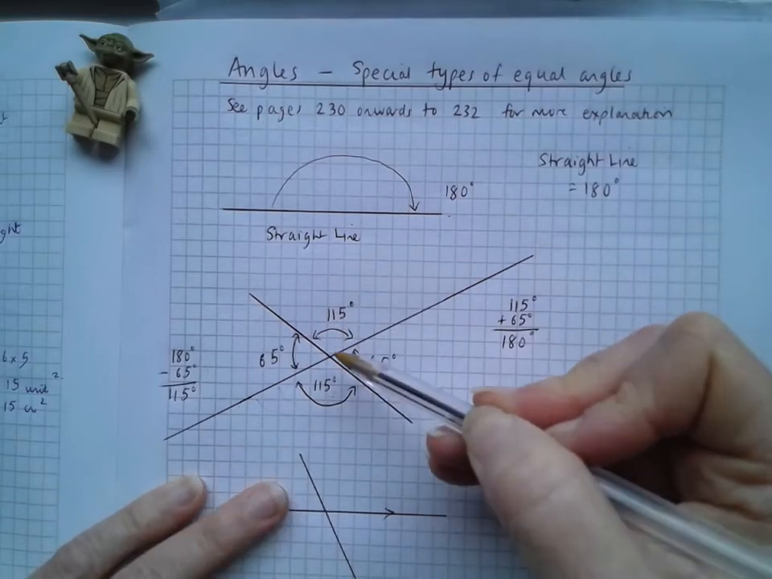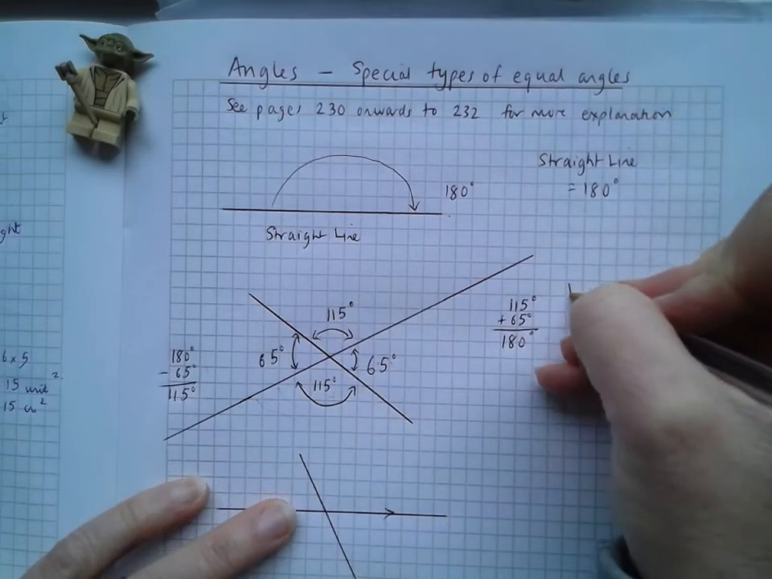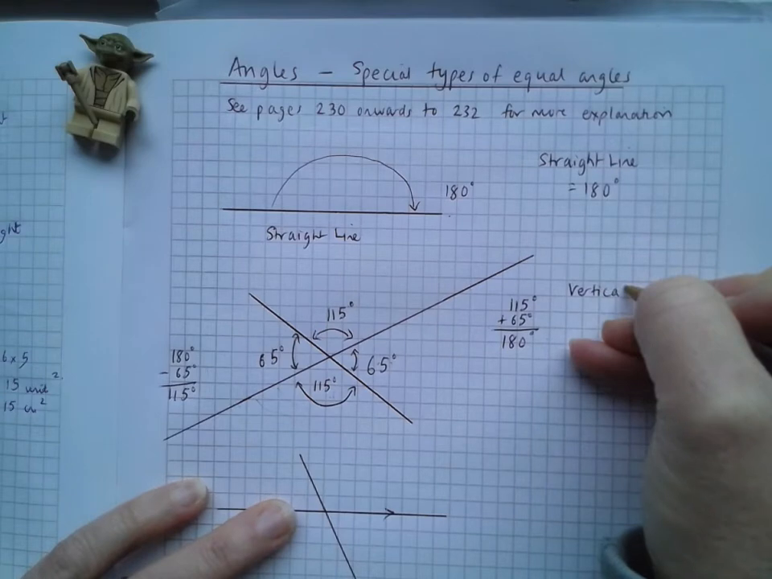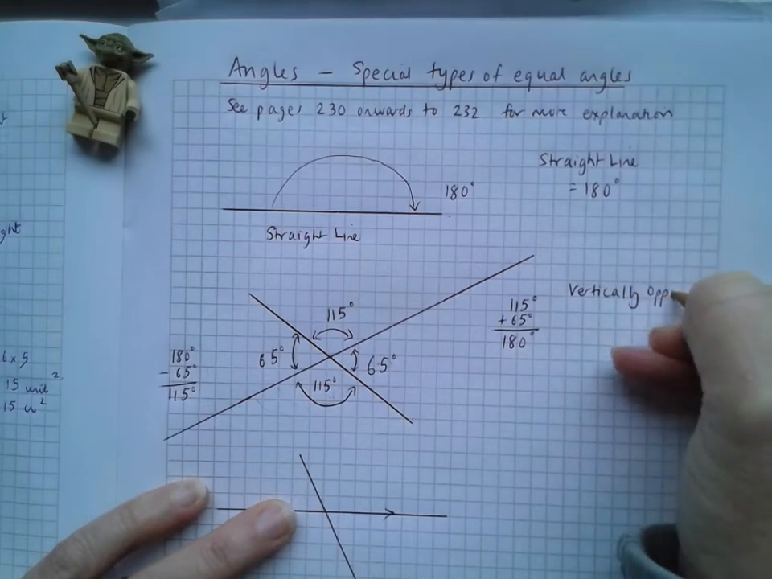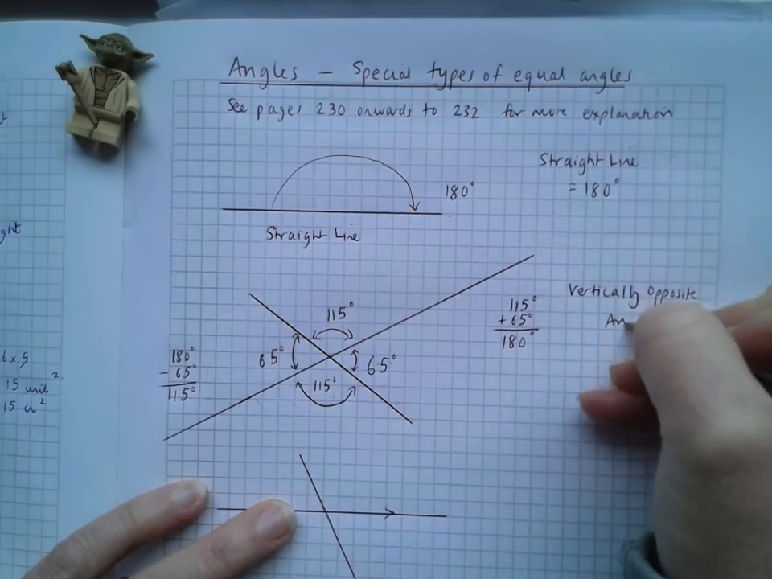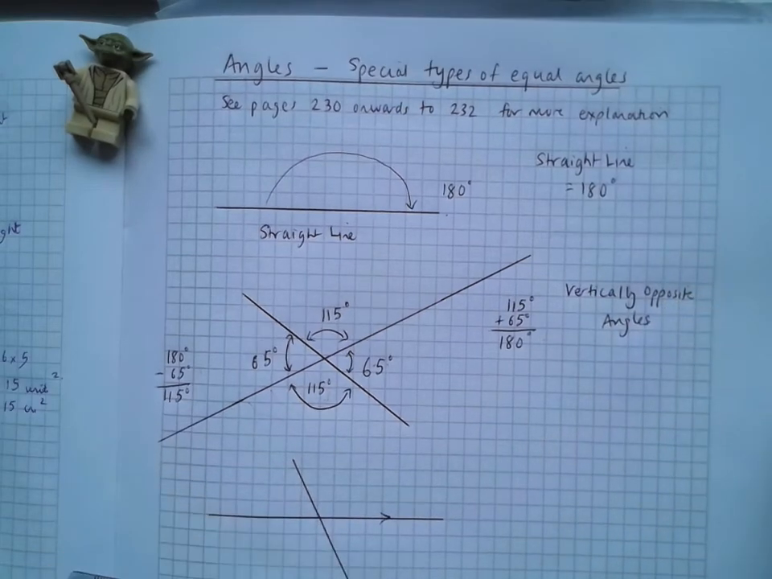Now, these pairs of angles are called vertically opposite angles.